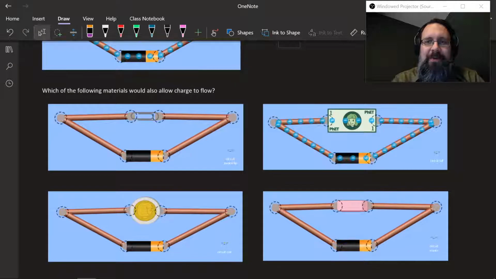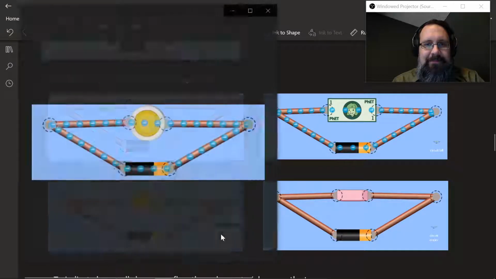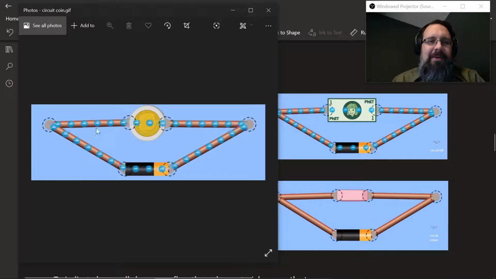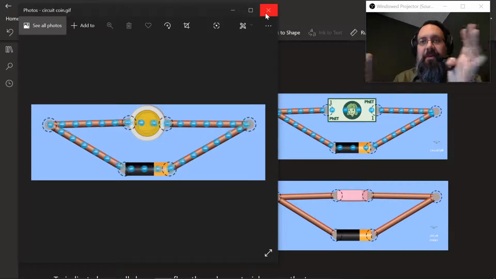Say it out loud. Which one do you think charge will flow through? Okay, let's check it out. Yep, charge can flow through a coin. So what does that tell you about the material that the coin is made of? It's conductive, which means it has a lot of free electrons and those charges can flow through it.